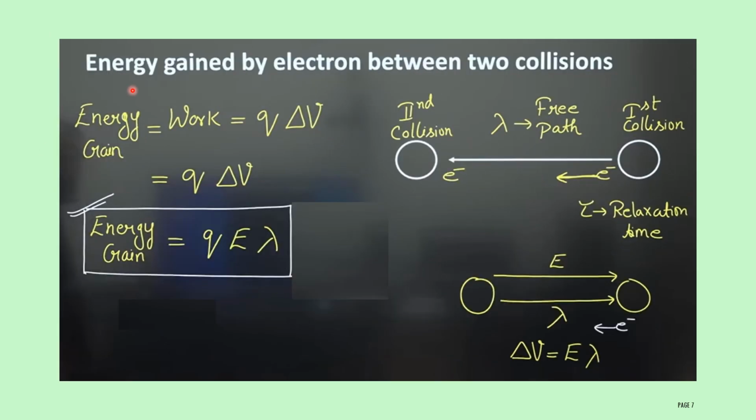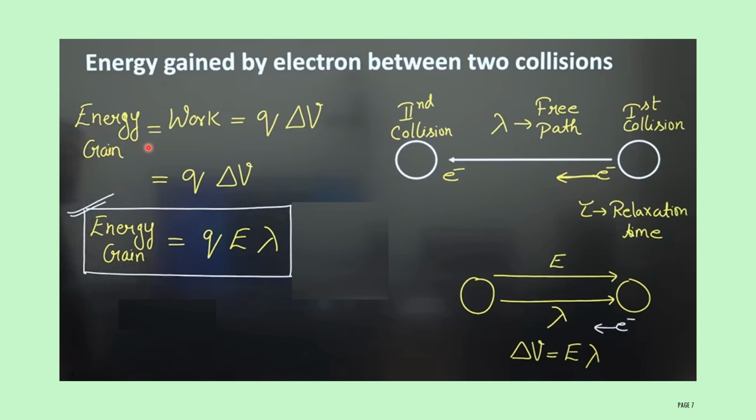Energy gained by an electron between two collisions. Consider two consecutive collisions here. This is collision 1, this is collision 2. This is the direction of motion of the electron. This lambda indicates the free path. The distance between the two collisions we call the free path. Tau is the relaxation time. Relaxation time is the time between two consecutive collisions.